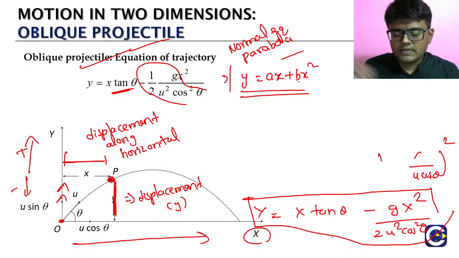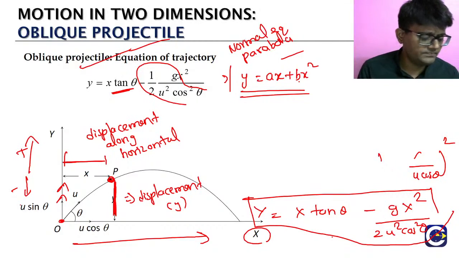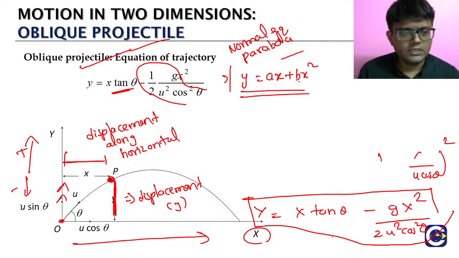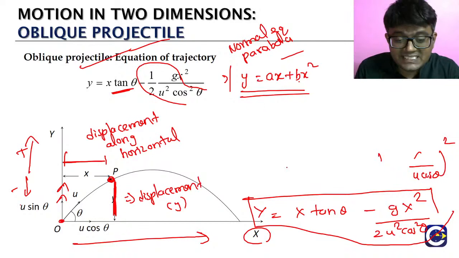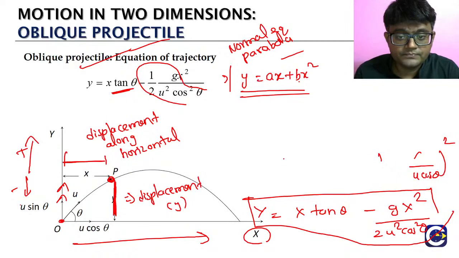Okay, I think there was some disturbance in between. So just check it, what is it that we have: the equation of the trajectory of the oblique projectile. After this, we also have to remember this equation: y is equal to x tan theta minus gx square by 2u square cos square theta.